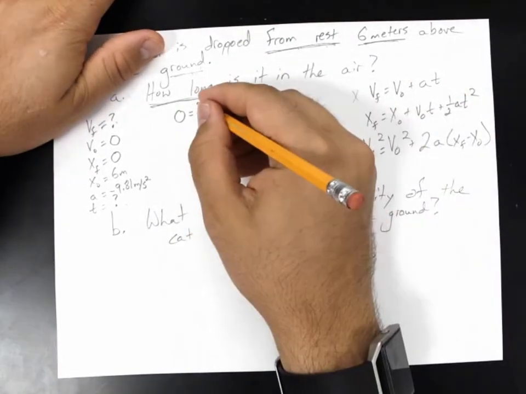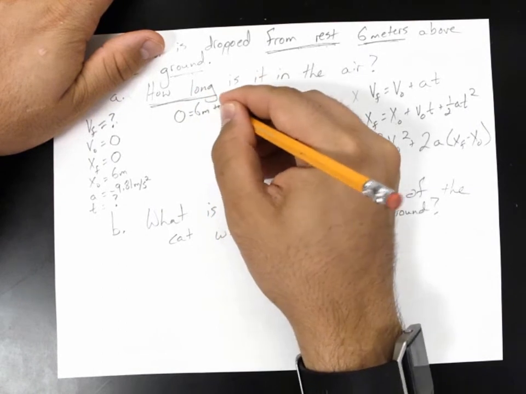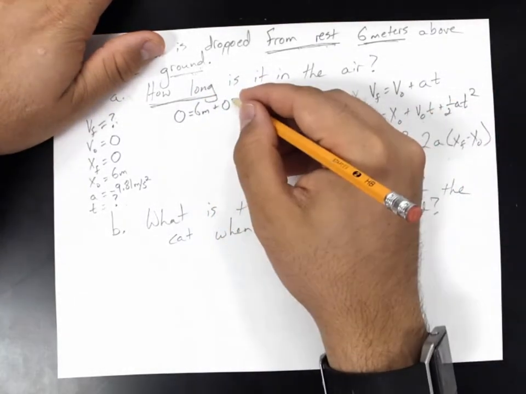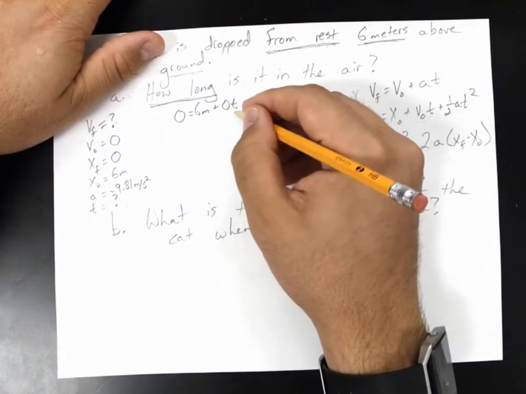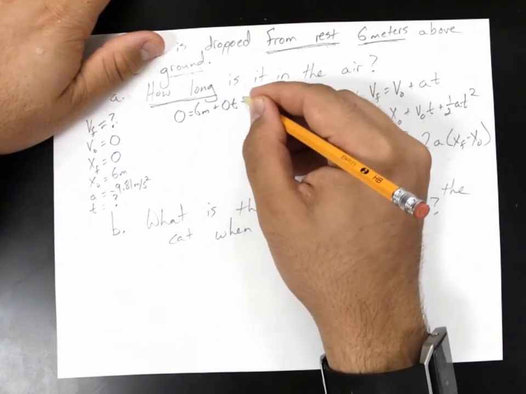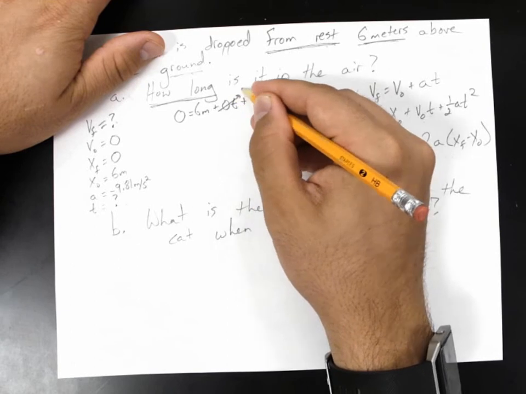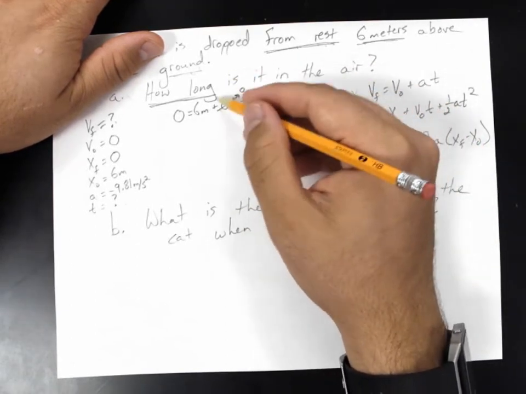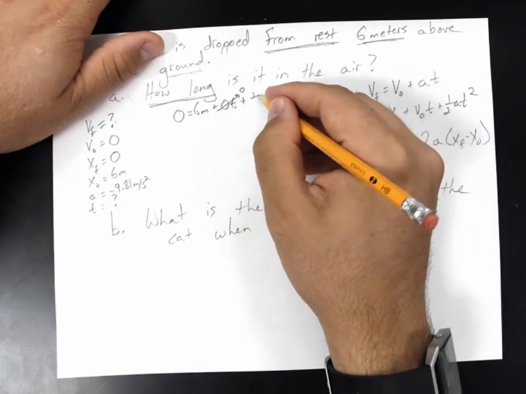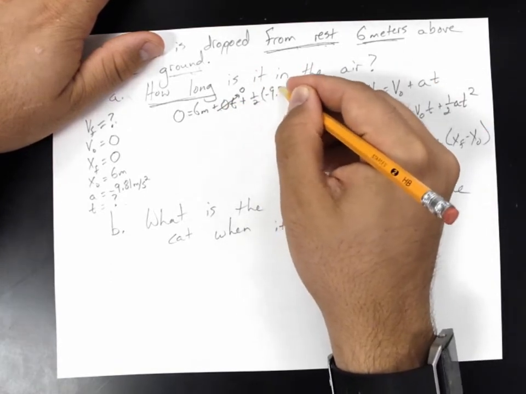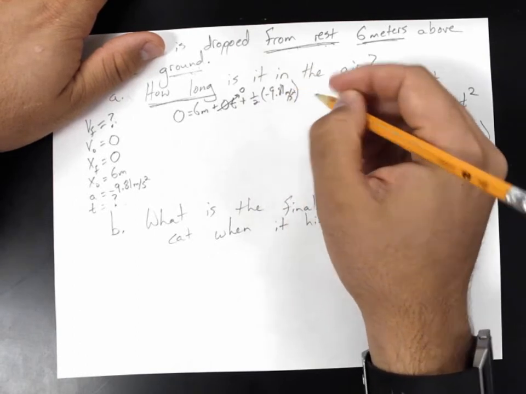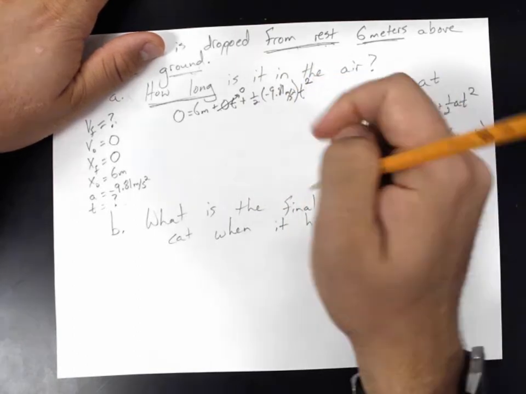x equals x initial, 6 meters, plus initial speed, 0, times time. Anything times 0 is 0. We will get to that in a moment. Actually, I'll do it right now. That whole term goes away and turns to 0. I always draw it like that in class. The whole term goes away. Plus 1/2 times negative 9.81, which is our acceleration due to gravity, times time squared.